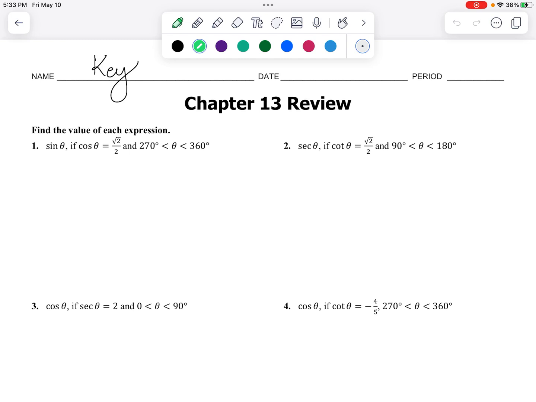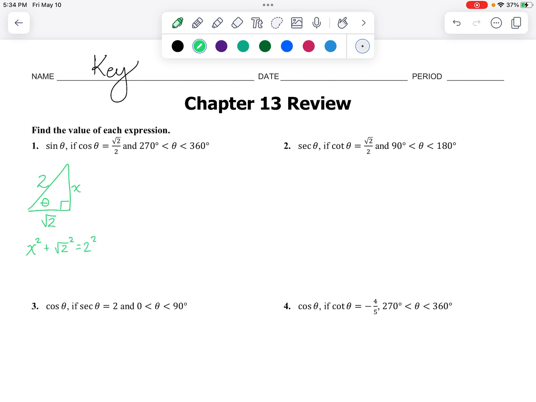Okay, chapter 13 review. First one, find the value of each expression. Sine of theta, given cosine is square root of 2 over 2. So I make my right triangle. The adjacent is square root of 2, the hypotenuse is 2 because it's cosine. I try to find this so I can do sine.